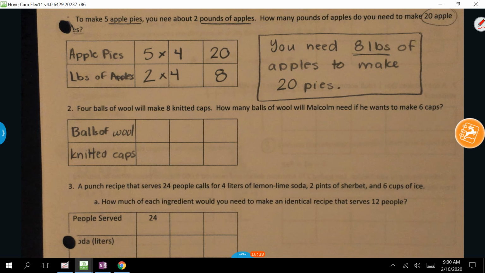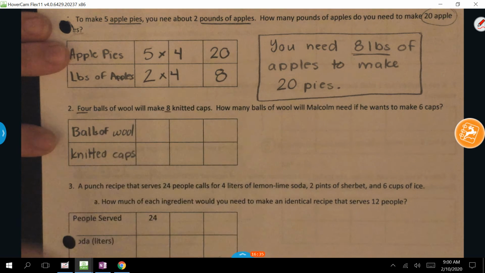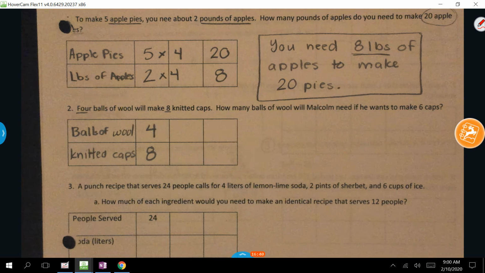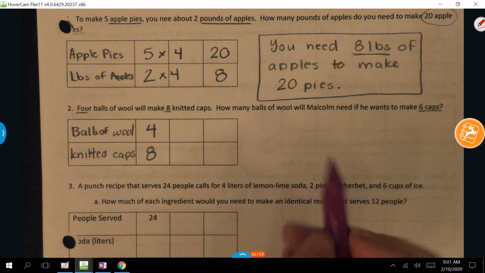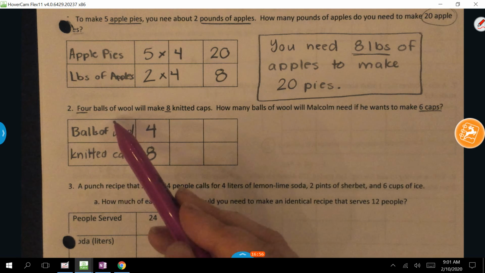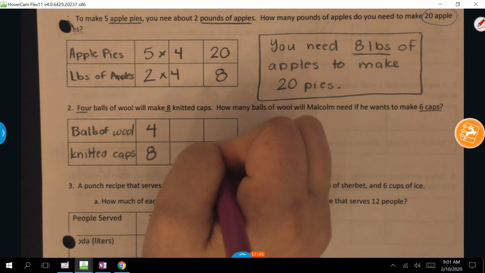What numbers, Danny, make my first ratio? So I have 4 and 8. So 4 is talking about the balls of wool, so that's going on top, and 8 is talking about my knitted caps, okay? What number is going to go with my answer? Kayla? 6. And is 6 going on the top? No, 6 is talking about the caps, so it's really important we've labeled this correctly. So now I can put 6 with my knitted caps, so that's going to go on the bottom.